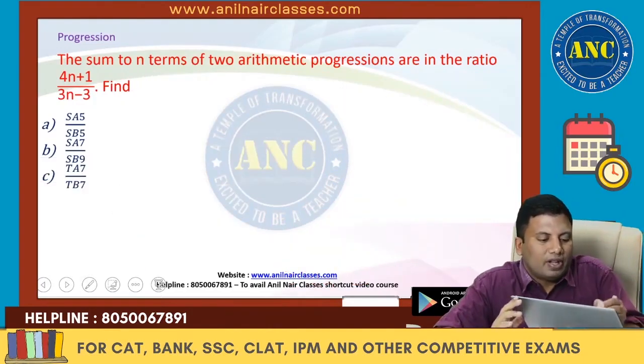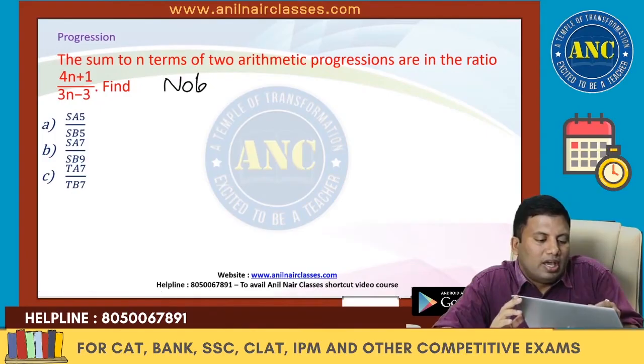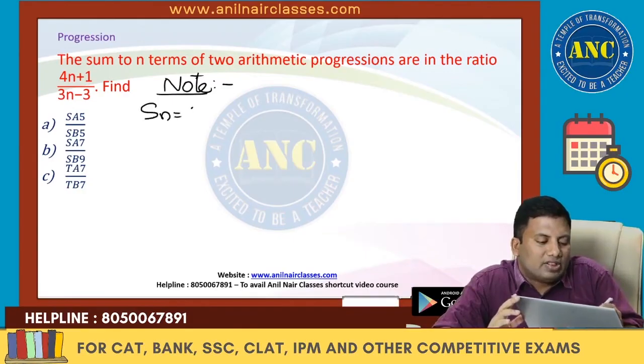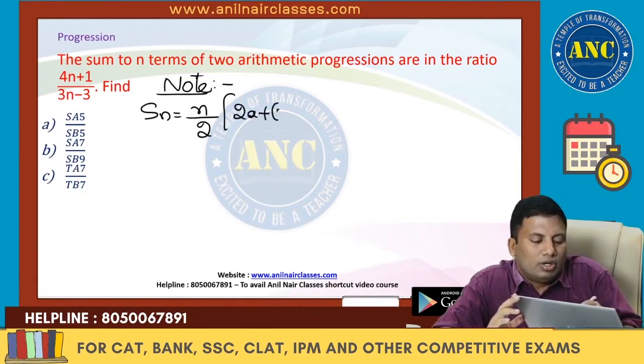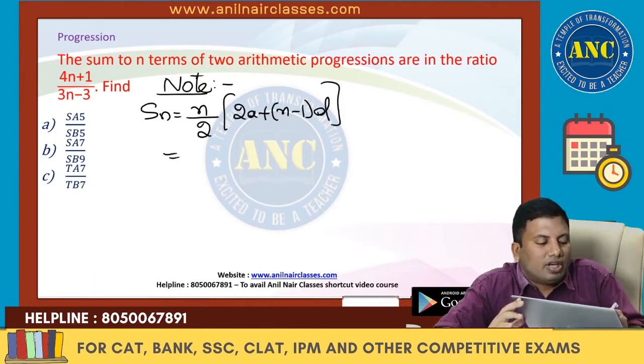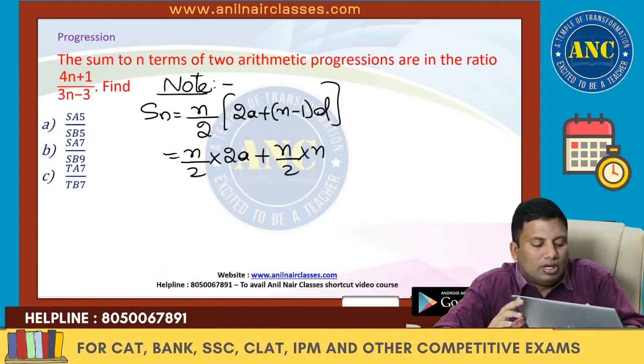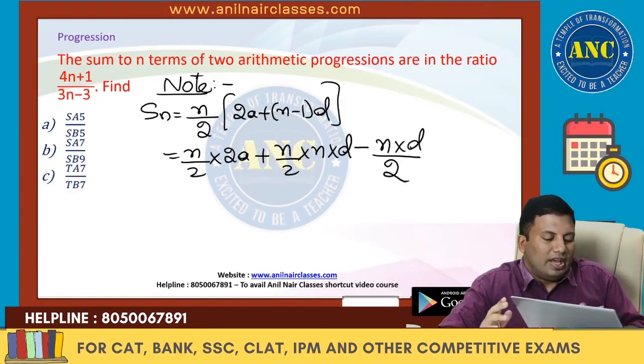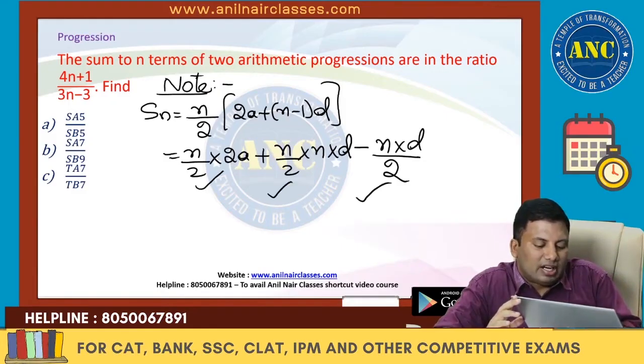The first thing, please make a note of it for every problem. Sn is nothing but n by 2 into 2a plus n minus 1 into d. This is nothing but n by 2 into 2a plus n by 2 into n into d minus n into d by 2. Every term contains n. Am I right?